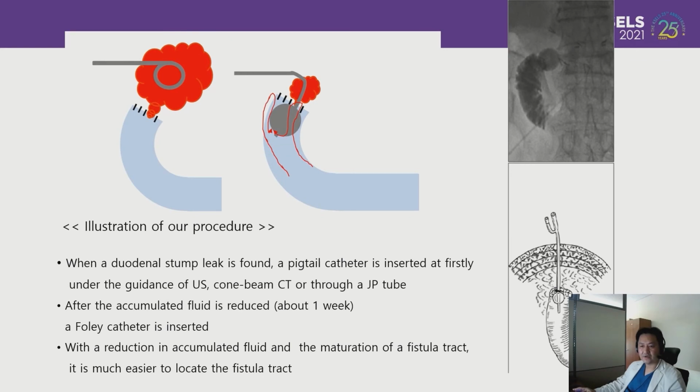This is an illustration of our procedure. When a duodenal stump leakage is found, a pigtail catheter is inserted first under the guidance of ultrasound, cone-beam CT, or through a JP tube. And then, tubography is performed. If the fistula tract to the bowel is visible, we can insert a Foley catheter immediately. However, in most cases, the fistula tract is not visible. Thus, we have to take about 1 week for maturation. After accumulated fluid and inflammation are reduced, a Foley catheter is inserted. With a reduction in accumulated fluid and the maturation of the fistula tract, it is much easier to locate the fistula tract.